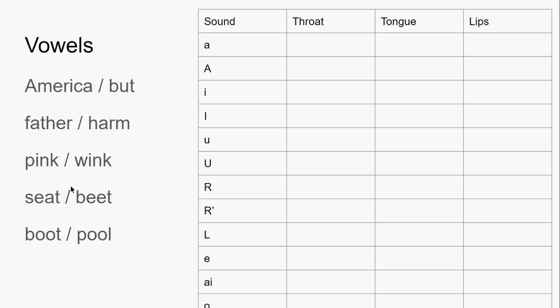The first one we studied was a sound like in America, or the other example was but, or the example which was given in the homework was utter. So the first sound of utter, that umbrella sound, which is short: the muscles of the throat are relaxed, and the tongue is also relaxed. That is the very first sound we produced.